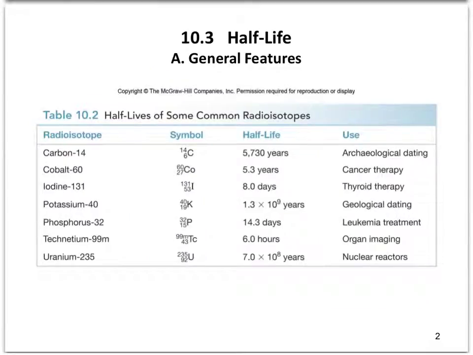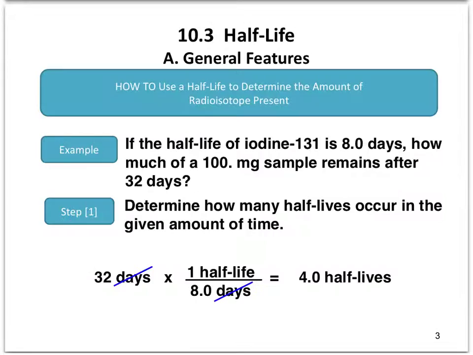Here we see some important isotopes and their half-lives. Notice that the therapeutically important isotopes like iodine and technetium have relatively short half-lives, 8 days and 6 hours. This is good because we do not want patients to suffer too much radiation damage from imaging procedures.